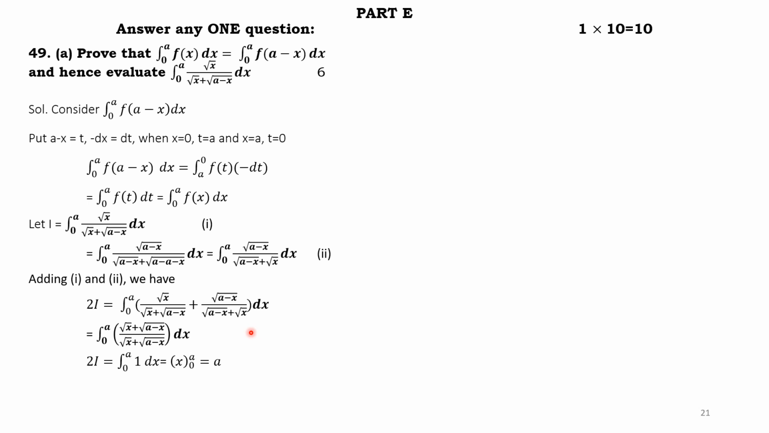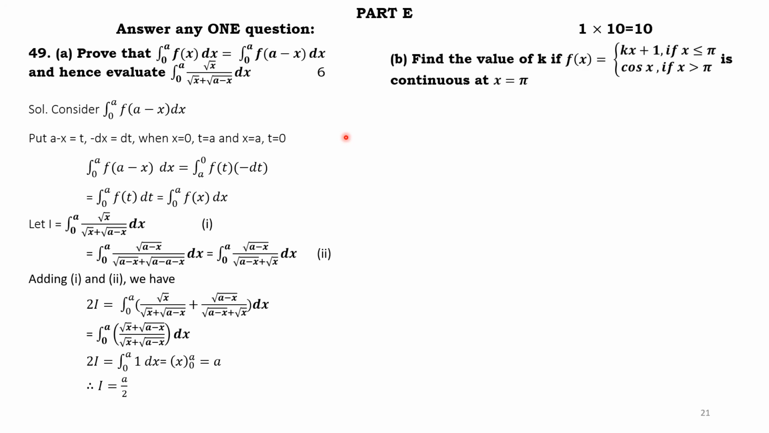Therefore, that becomes 2I is equal to integral 0 to a. The numerator and denominator get cancelled and it becomes 1 dx. Therefore, the integral of dx is x. Therefore, upper limit is a and lower limit is 0. That becomes a. Therefore, I is equal to a by 2. That is the answer.